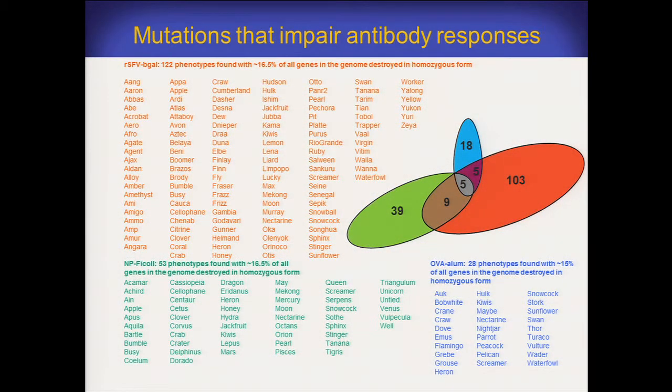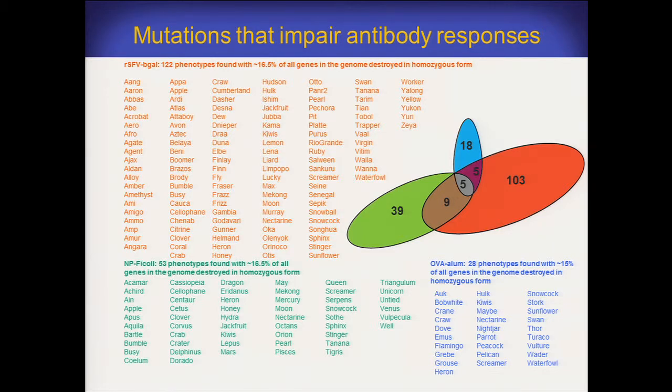To summarize what we've found, here we have a list of all the phenotypes. In orange, you see phenotypes where the mice didn't make a normal antibody response to beta-galactosidase. In green, a failure of the T-independent response to NP-ficol, a long polymer with a hapten attached to it. In blue, a failure of the response to ovalbumin. And you see that there is overlap between the phenotypic categories as illustrated by the Venn diagram.